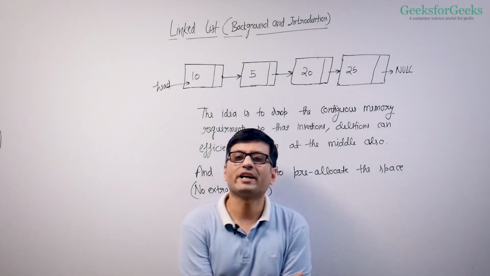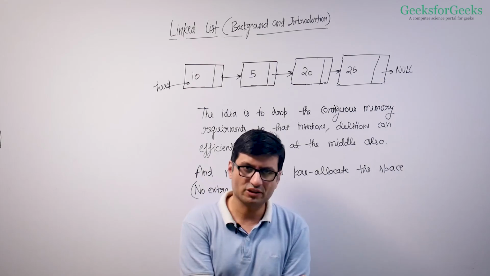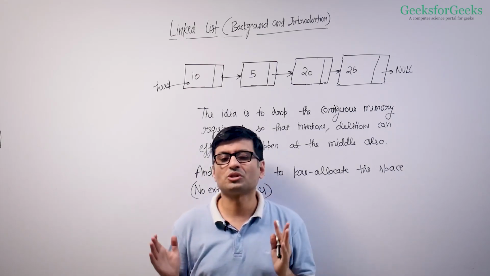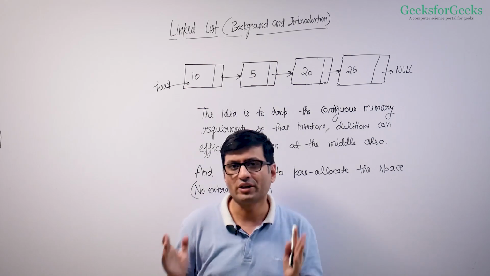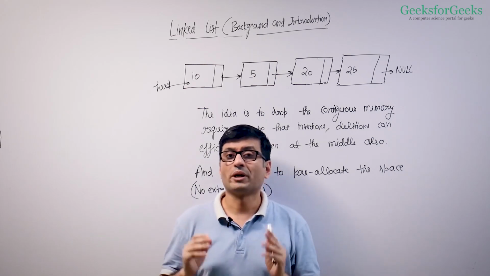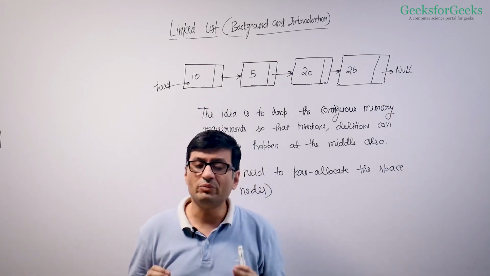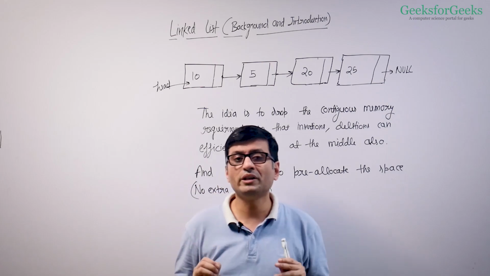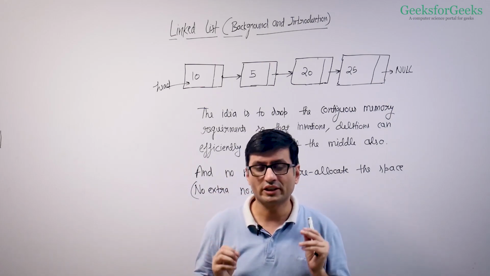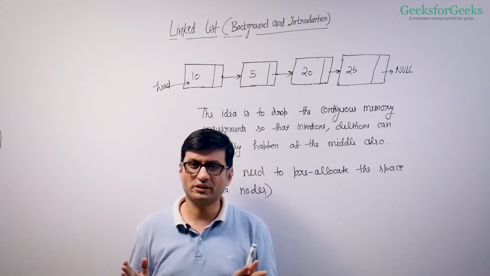Linked list, like arrays, is a linear data structure. Like arrays, it stores the items in a sequential manner, one after the other. But unlike arrays, elements do not have to be at contiguous locations in a linked list. This is the major difference, right?